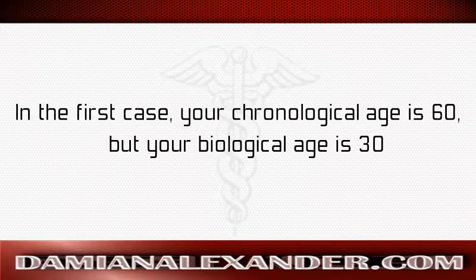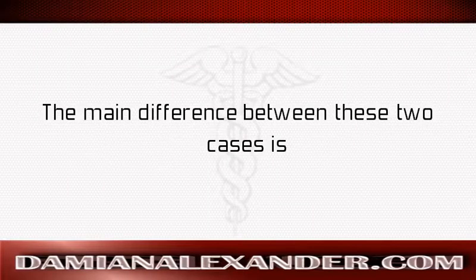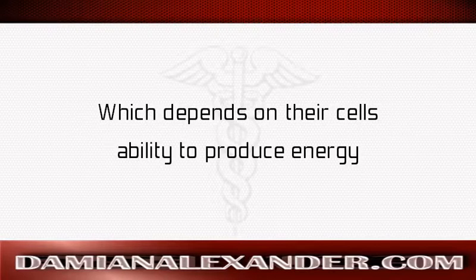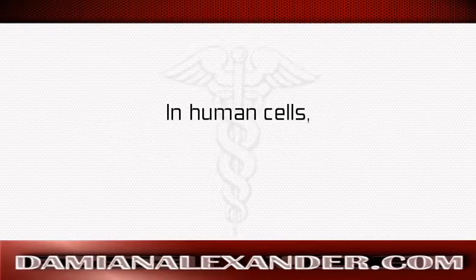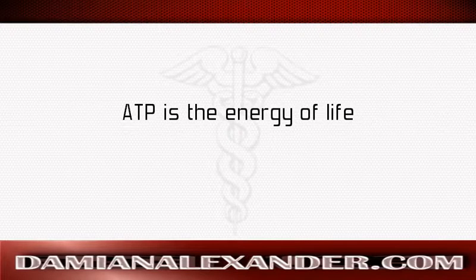In the first case, your chronological age is 60, but your biological age is 30. In the second case, your chronological age is 30, but your biological age is 60. The main difference between these two cases is how much ATP their cells have, which depends on their cells' ability to produce energy. In human cells, the metabolism of food is used mainly to produce ATP. ATP is the energy of life.